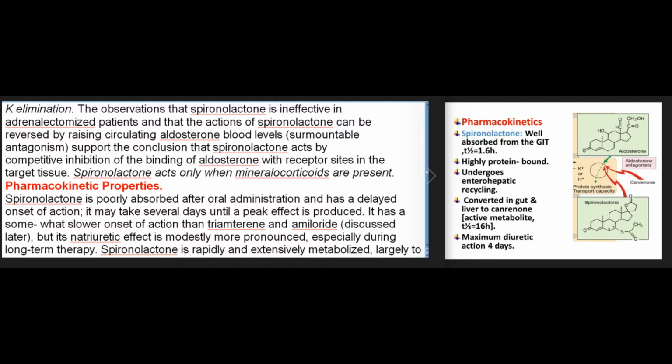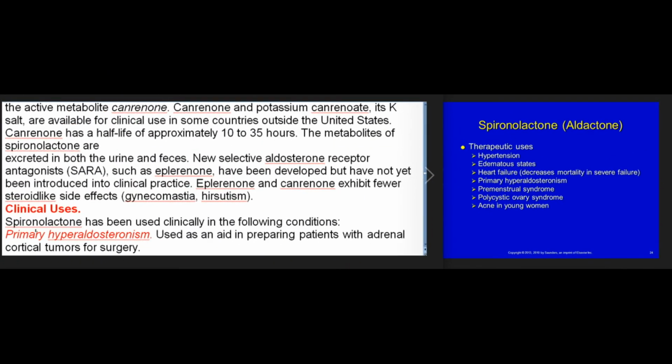Spironolactone is rapidly and extensively metabolized, largely to the active metabolite canrenone. Canrenone and potassium canrenoate, its K-salt, are available for clinical use in some countries outside the United States. Canrenone has a half-life of approximately 10 to 35 hours. The metabolites of spironolactone are excreted in both the urine and feces. New selective aldosterone receptor antagonists, SARA, such as eplerenone, have been developed but have not yet been introduced into clinical practice. Eplerenone and kenrenone exhibit fewer steroid-like side effects, gynecomastia, hirsutism.